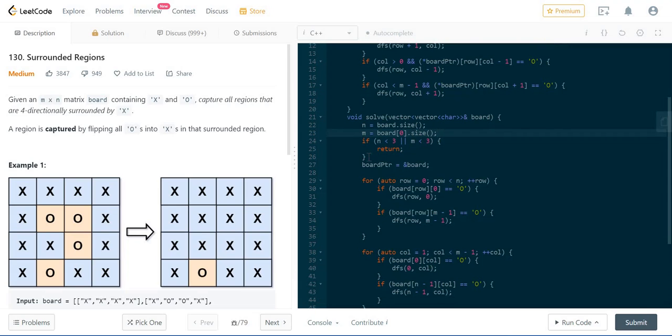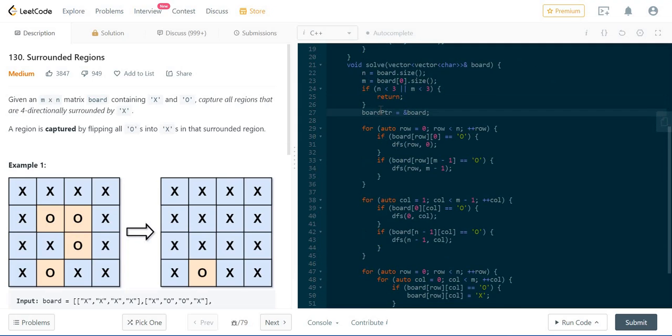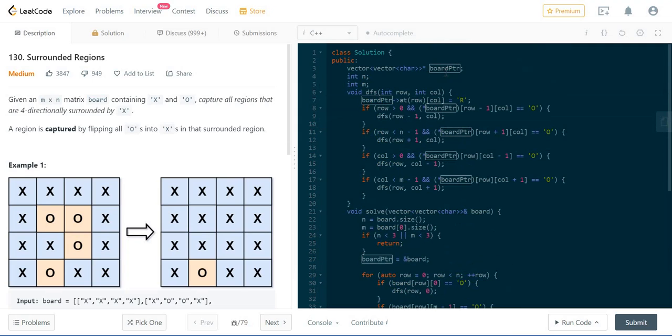And also, this is an edge case. If you consider a 2 cross 2 matrix or 1 cross 1 matrix, then every cell will be on the edge, so it's impossible to flip any of the cells. So we will directly return in that case. Otherwise, this is our member pointer that we have declared here.